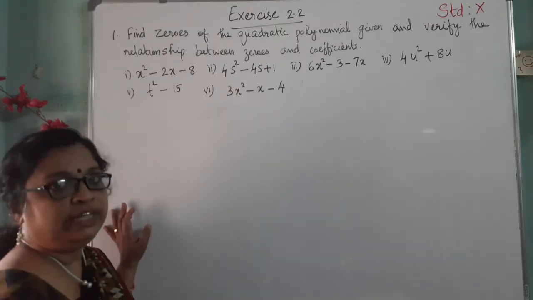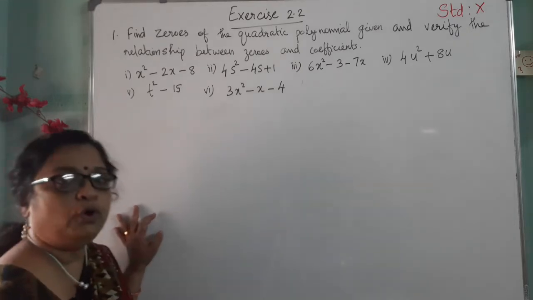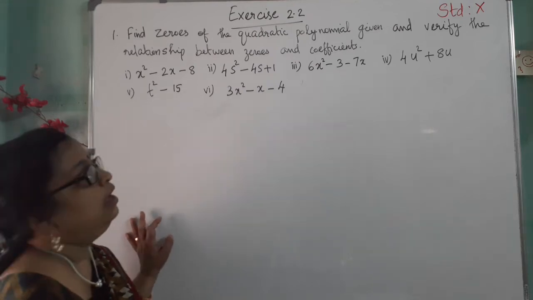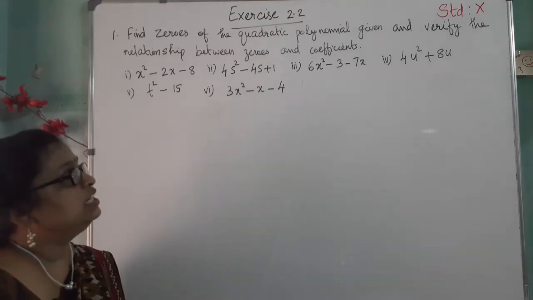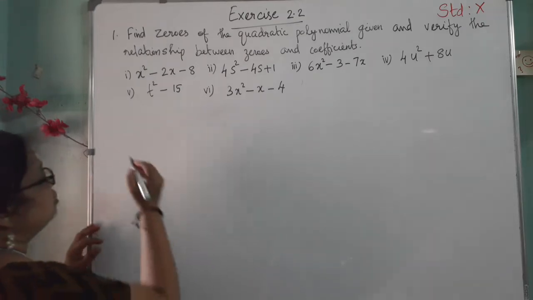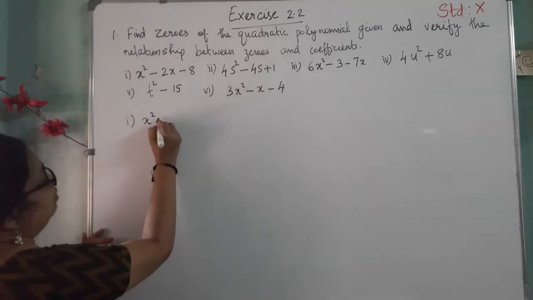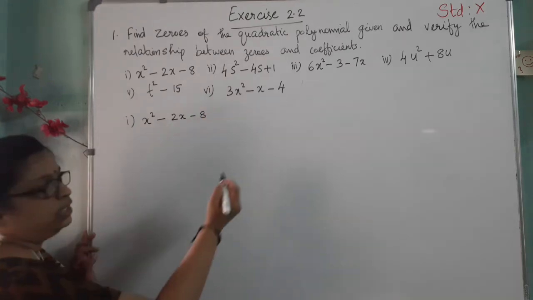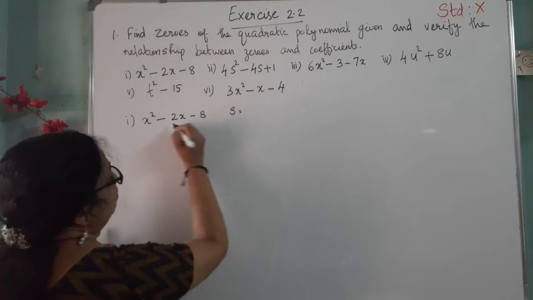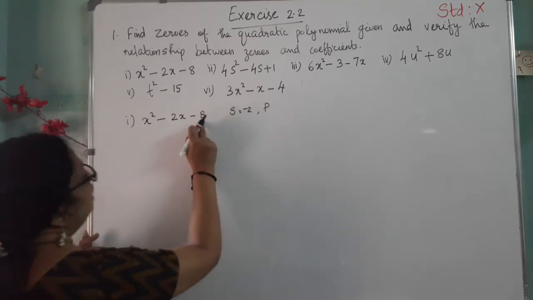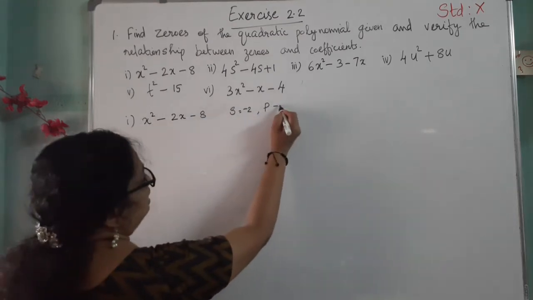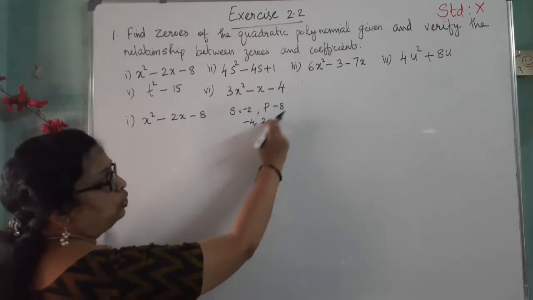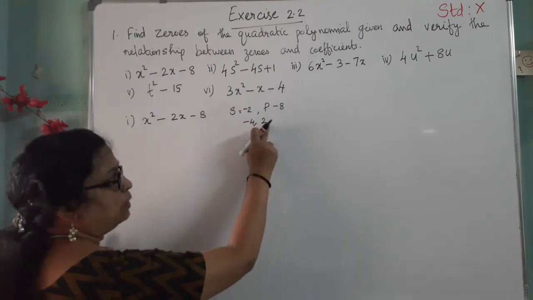Okay, now we will do the exercises, that is exercise 2.2. First question: find the zeros of a quadratic polynomial and verify the relationship between zeros and coefficients. So the first question, x square minus 2x minus 8. The middle term is minus 2x. So we get the sum minus 2 and the product minus 8 into 1, that is minus 8. So the numbers are minus 4 and 2. Minus 4 into 2 we get minus 8, minus 4 plus 2 is minus 2.